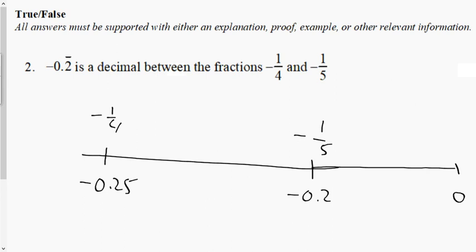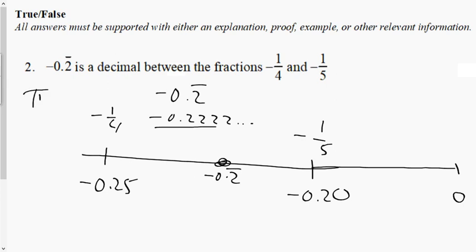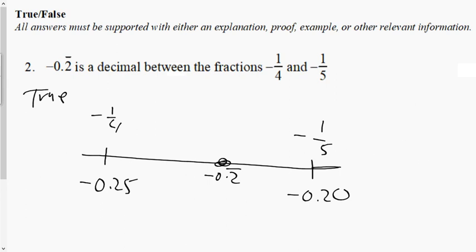Okay. So -0.2 repeating is the same thing as -0.2222 to infinity, which, if I put a 0 here just to show you, would actually fit into this number line right around here. So -0.2 repeating is a decimal between those, and therefore the answer is true. What you probably wanted to show for work was this here, and in fact, you probably don't need this part. But that would probably be enough work to show that you knew that -0.2 repeating is a decimal between those.